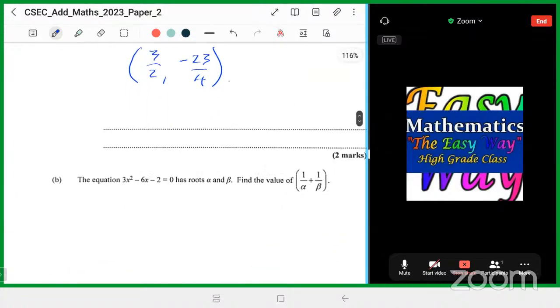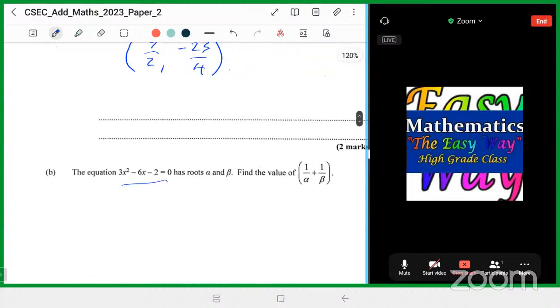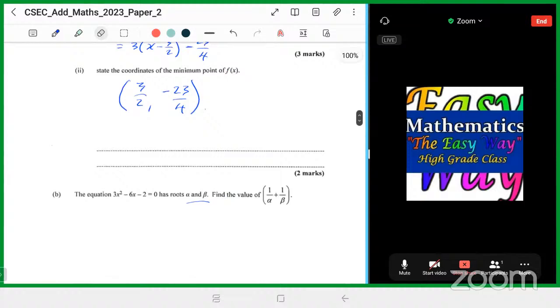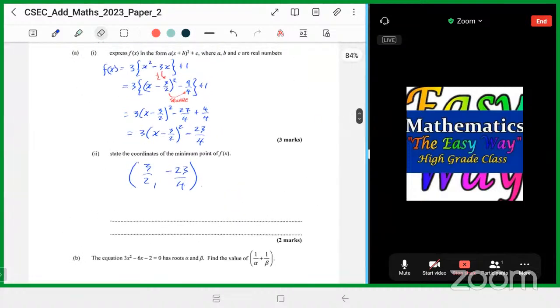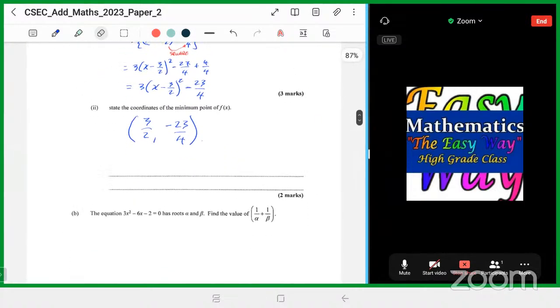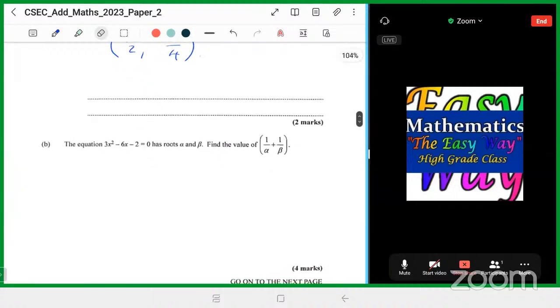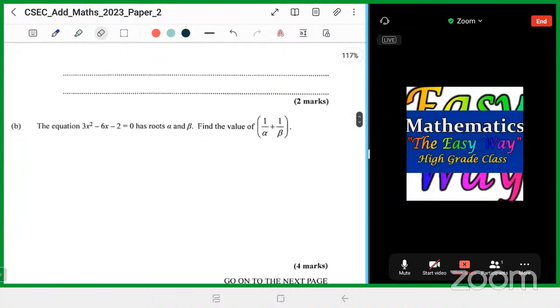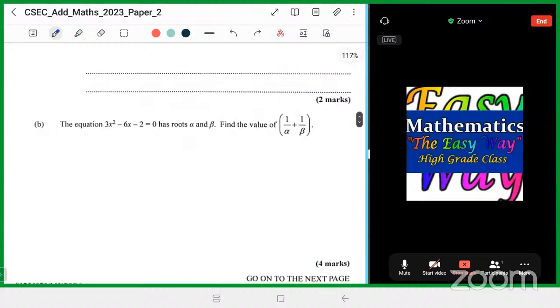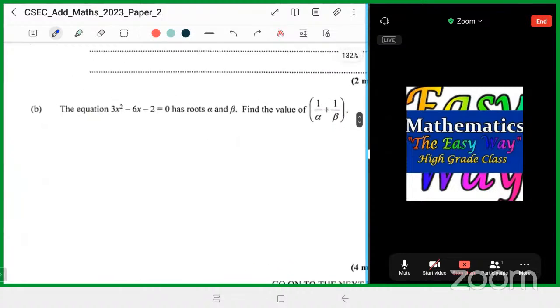Next part says, this equation has these roots. Is it the same equation? No, it's a different function. Okay, different question altogether. So this equation has these two roots, alpha and beta, and they want us to find this. So this is a sum and product of roots of a quadratic equation.